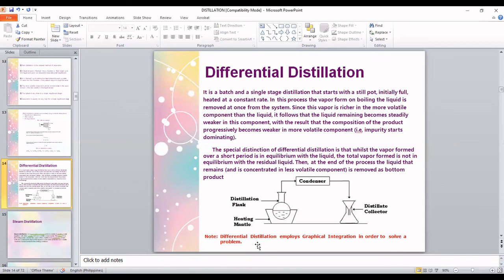But for you to have an idea, I'd also like to know if you understand this particular statement here. What do we mean by this? There has to be a distinction: in differential distillation, the vapor formed over a short period is in equilibrium with the liquid. So what liquid is it referring to and what vapor is it referring to? It's not actually the total vapor formed and the residual liquid that have the equilibrium, but rather the first two that I have mentioned. What do we mean by this? Anybody here who can share with the class his or her understanding of that particular statement?